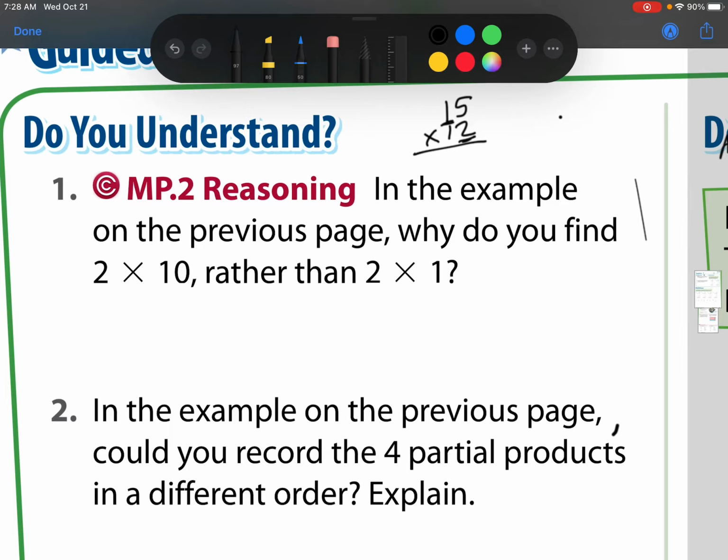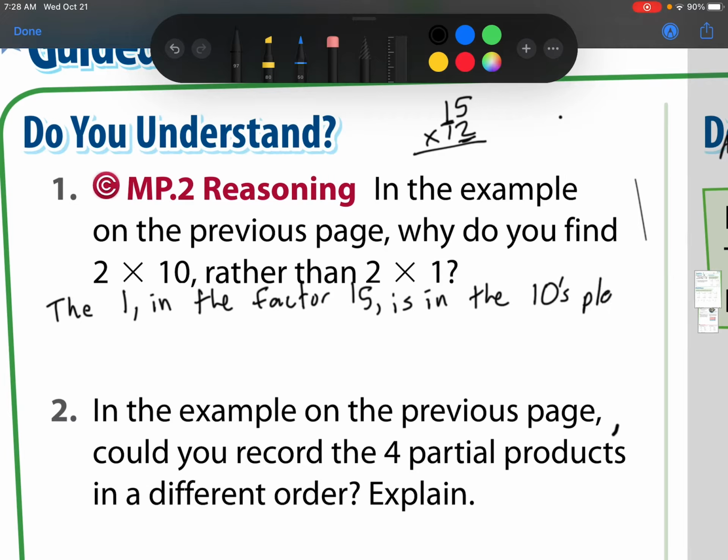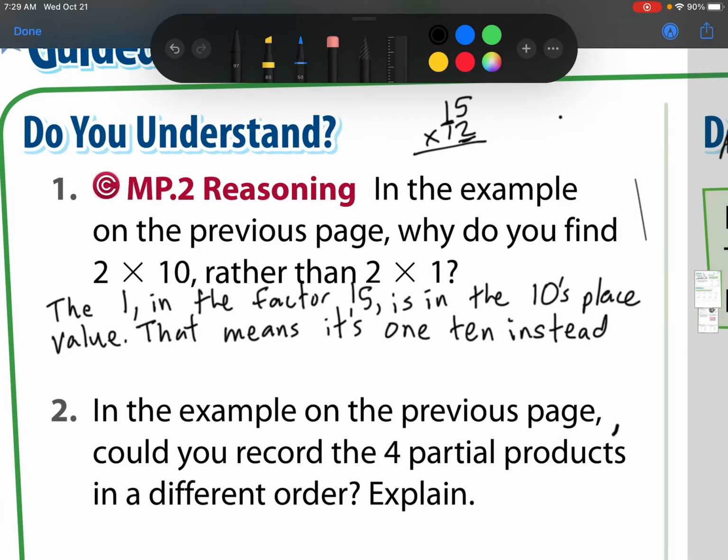And the reason why is that 1 is in the tens place value. So the 1 in the factor 15 is what? It's in the tens place. So what does that mean? It means it's 10 instead of 1.